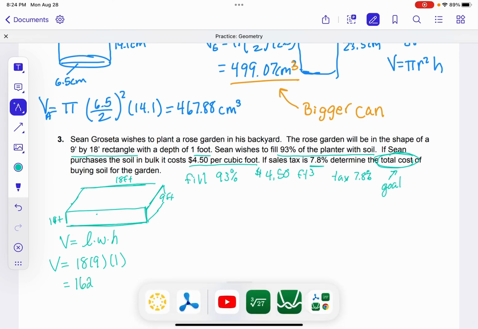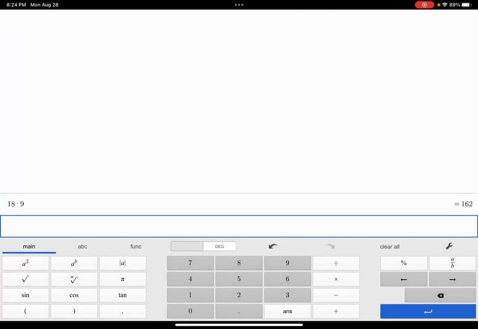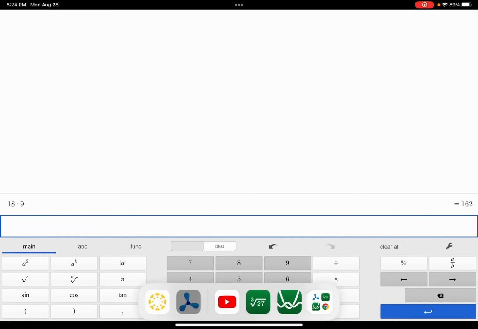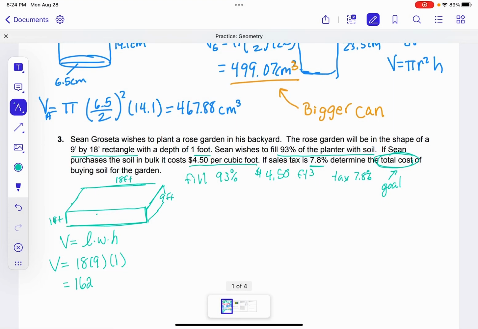Notice I didn't bother timesing by 1 because what's really the point? Timesing by 1 is not really going to make a difference. So that's how many cubic feet if you filled it to the top. So that's step 1. I figured out just sort of how much can that rectangular garden hold. But that's not really what I want. I only want it filled 93%.